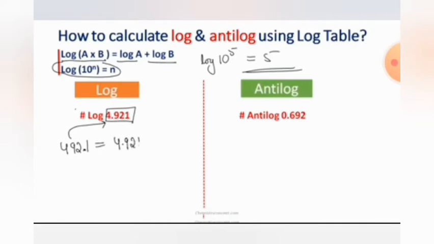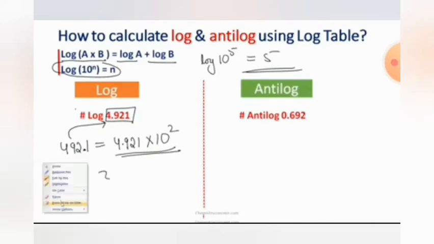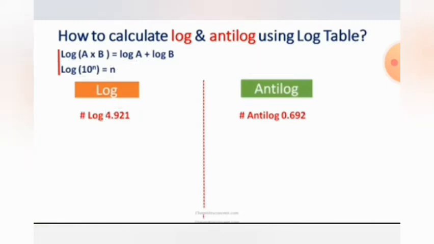Therefore, 492.1 is equal to 4.921 into 10 raised to 2. So, this is the format required for calculating the log value of this number. Next, from the log table we have to take the value.